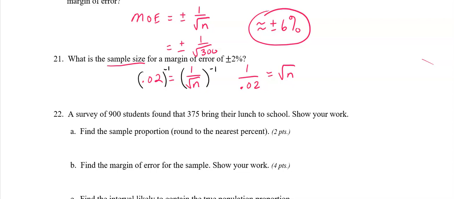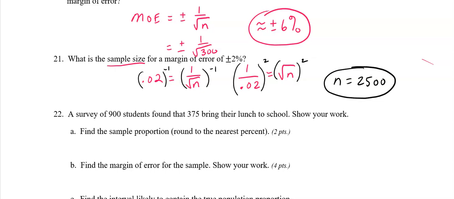And now, to get rid of the radical, we just square. And since we're having to do that to the right side, we must also do that to the left. So your answer will be, if you do this all at once, it's easy. If you just do left parentheses and then 1 divided by 0.02, close your parentheses, and then raise that little caret button to the second power. And we have a sample size of 2,500 people that will produce a margin of error of 2%. So the higher the sample size, the lower the margin of error.